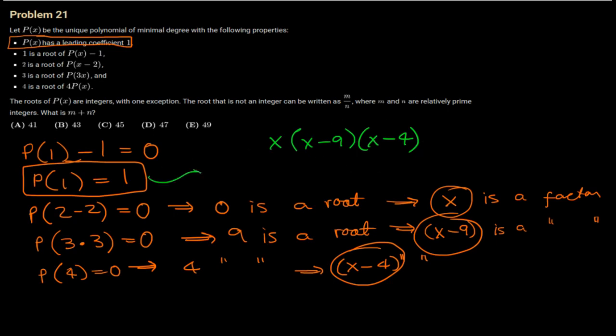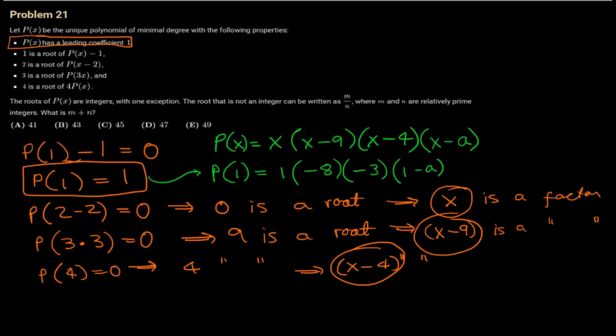Now we just need to use this. So if we use this, we can just plug in 1. This is literally p of x, right? And then remember, the roots are all integers with one exception. So there is one more root, and let's call that a. So x minus a. Now let's use the same thing again, except now instead of writing x, we're going to plug in 1 here. So we get 1. 1 minus 9 is negative 8. 1 minus 4 is negative 3. And then this simply becomes 1 minus a.